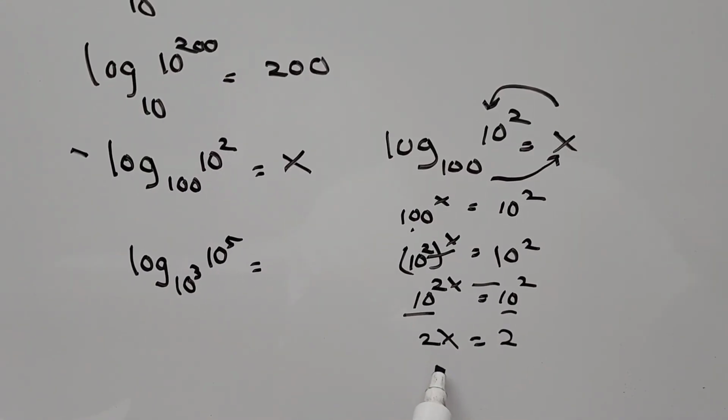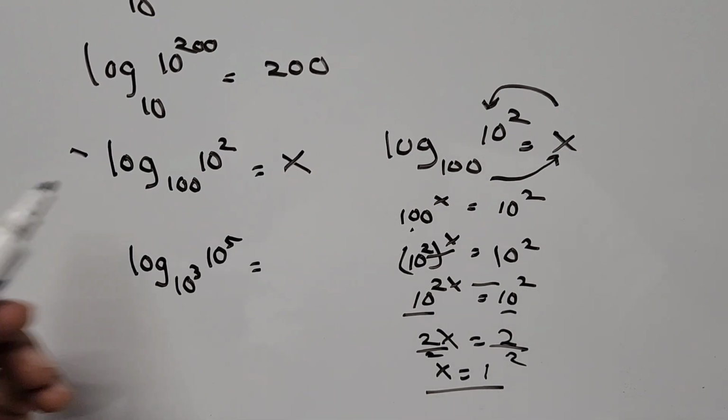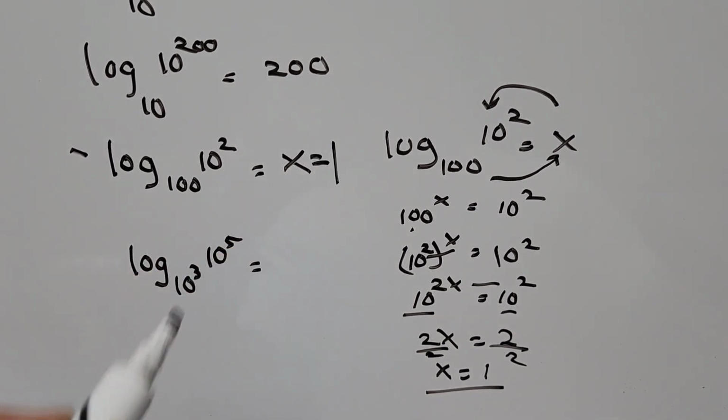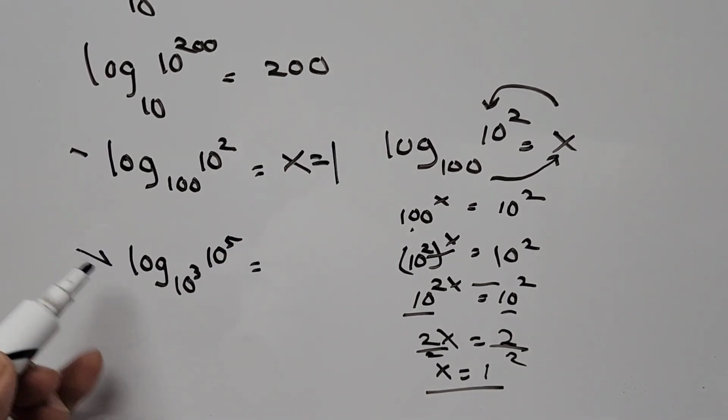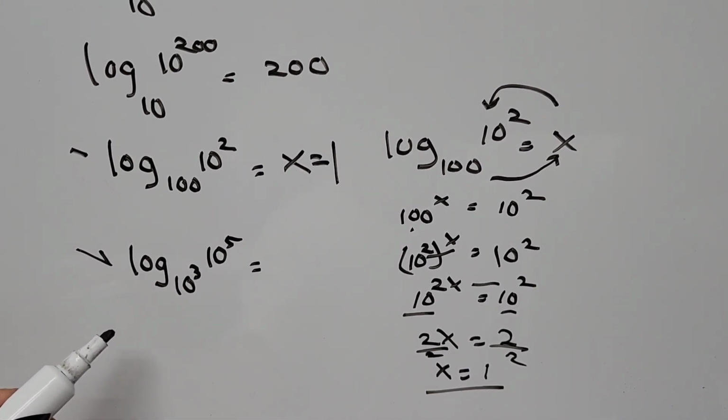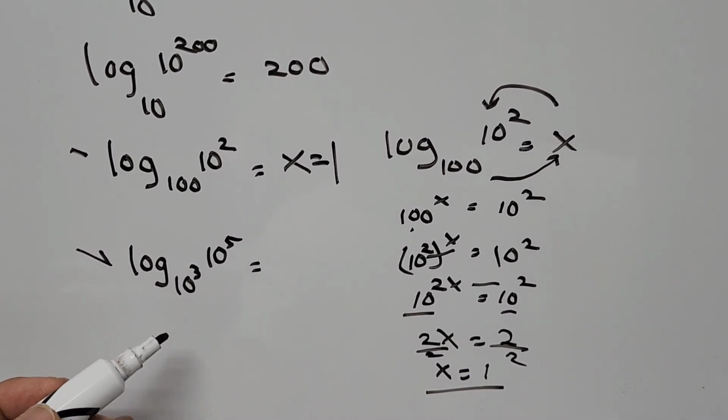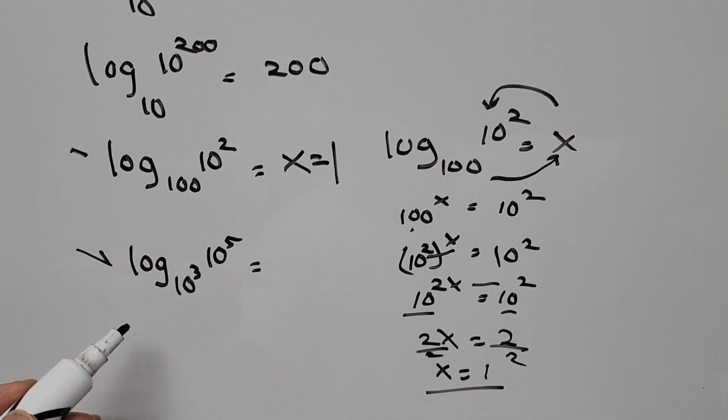So here x is equal to 1, right? Divide by 2 both sides. So x is equal to 1. So x here is equal to 1. What about this? So I leave that to you. So I leave this for you guys to solve as a practice.